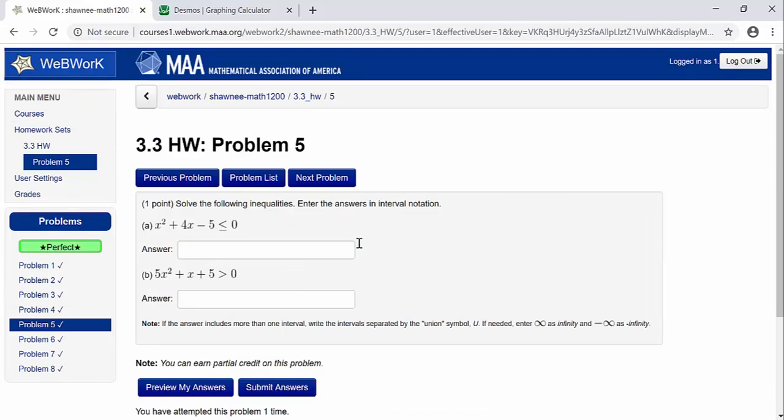So in problem number 5, we're asked to solve 2 more polynomial inequalities and enter our answers in interval notation. So to solve problem A, we're going to set this trinomial, x squared plus 4x minus 5, equal to a function f of x. And then we interpret this as determining when is the function less than or equal to 0. That means the same as when is the graph of this function below or on the x-axis. For part B, we'll set up a function and determine when is the function above the x-axis, because we're asking when is this polynomial greater than 0.